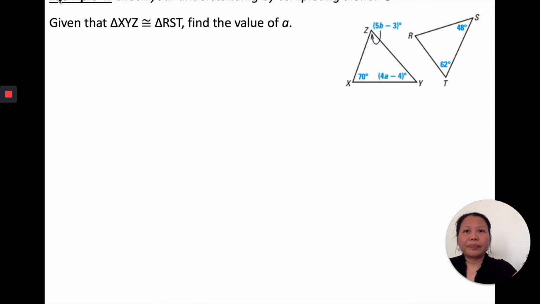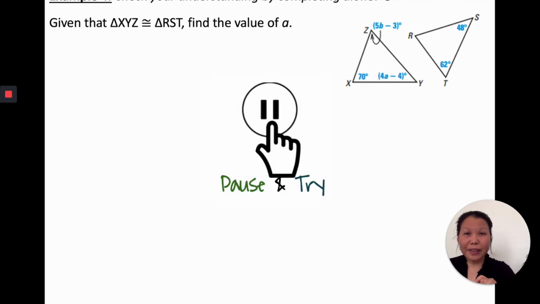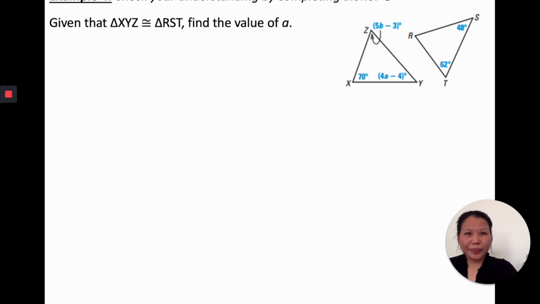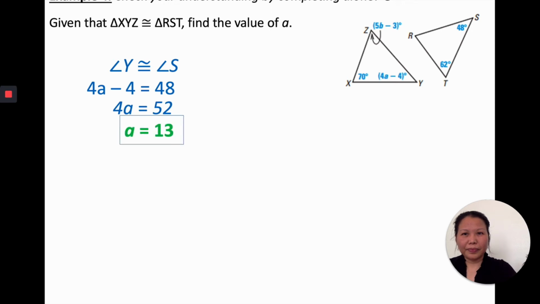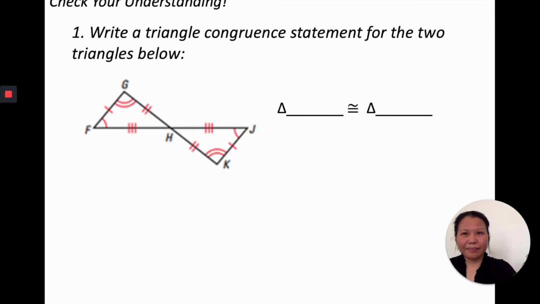Example 4. Check your understanding by completing it alone. Given that triangle XYZ is congruent to triangle RST, find the value of A. This is where it would be a good idea to pause and try. See if you can get the right answer for A. Ready to see the answers?